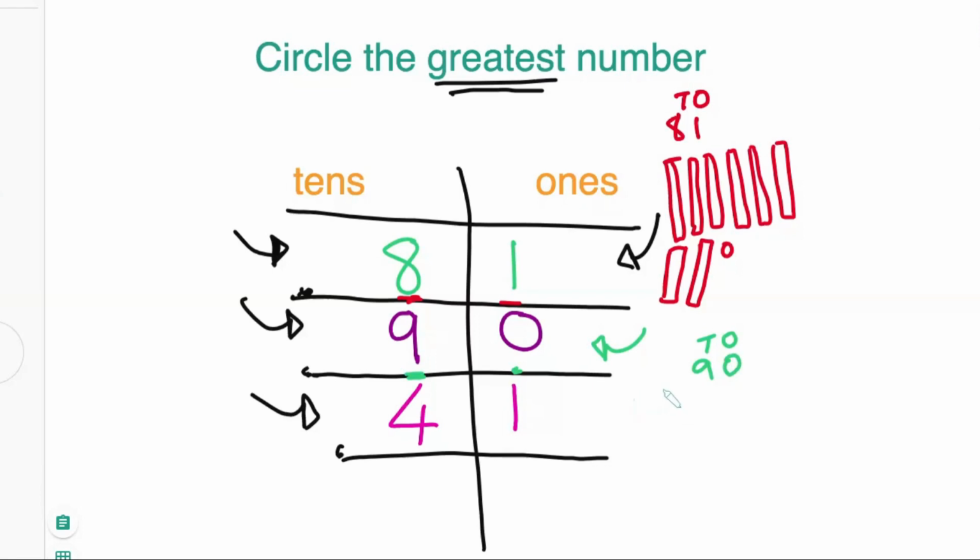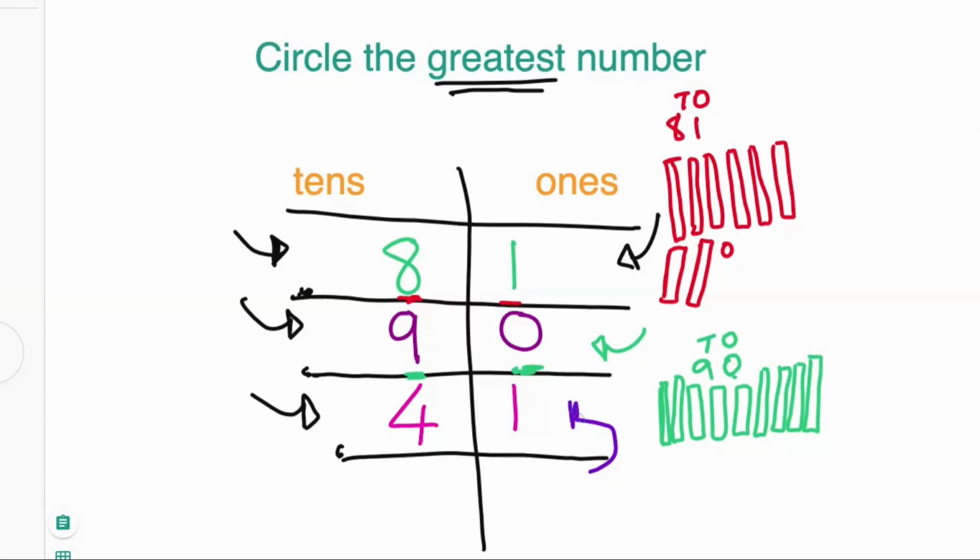How many tens in number 90? We have 9 tens. 1, 2, 3, 4, 5, 6, 7, 8, 9. We have 9 tens in number 90. How many ones in number 90? That's correct. There's no ones in number 90, so we don't have to draw any ones at all.